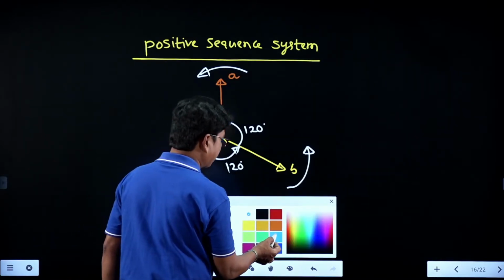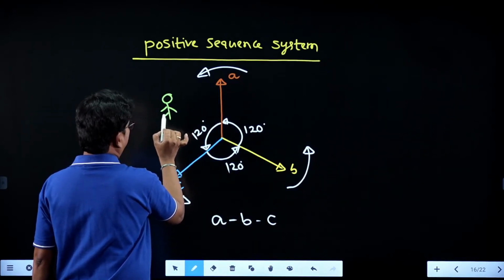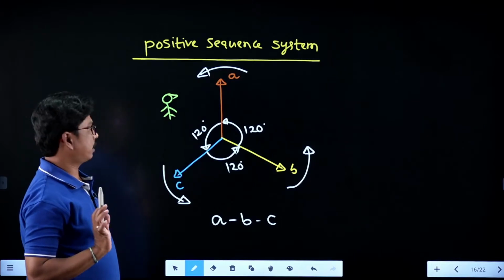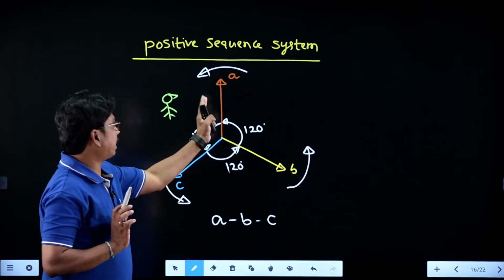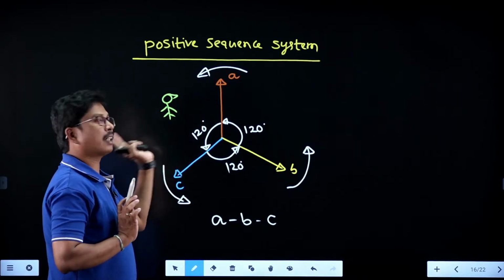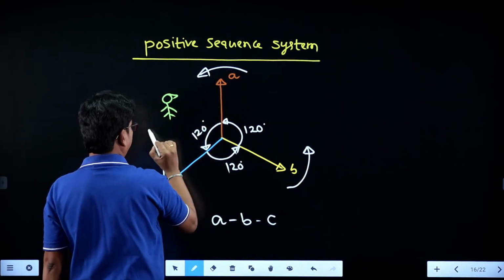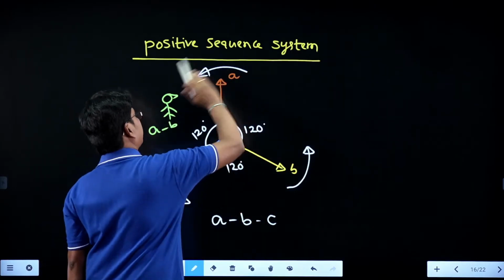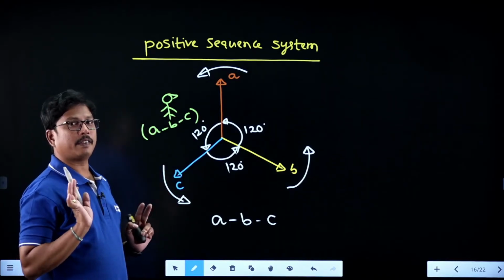Just take a person here and assume a person is standing here. And he is looking towards the vectors. Now tell me the vector first which can meet the person. The person is not moving here. Who are meeting? The vectors are meeting. Tell me the first one, the one which can meet the person is A phase. After that B can meet the person, B phase, and after that C can meet the person, C phase. A, B and C. That is the way of finding the phase sequence.